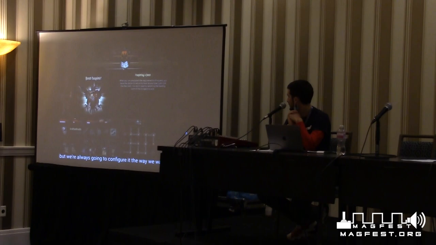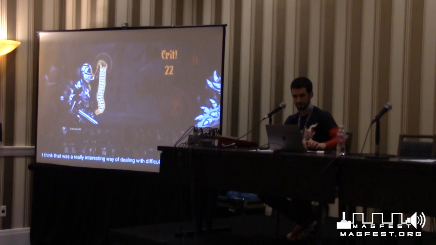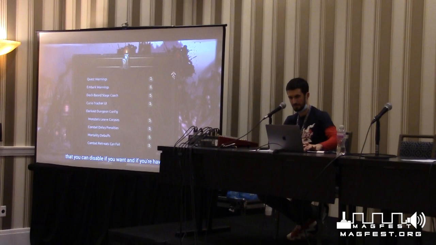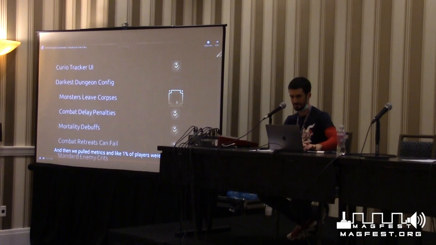If it wasn't as big of a controversy, we probably would not have ended up with that solution. I think that was a really interesting way of dealing with difficulty in our option system. Like, we don't have easy, medium, hard. We have a bunch of features that you can disable if you want and if you're having trouble, which ended up paying out later because we have a bunch of kind of weird, unique options. And then we pulled metrics and like 1% of players were turning them off. And we just tanked the review bomb.